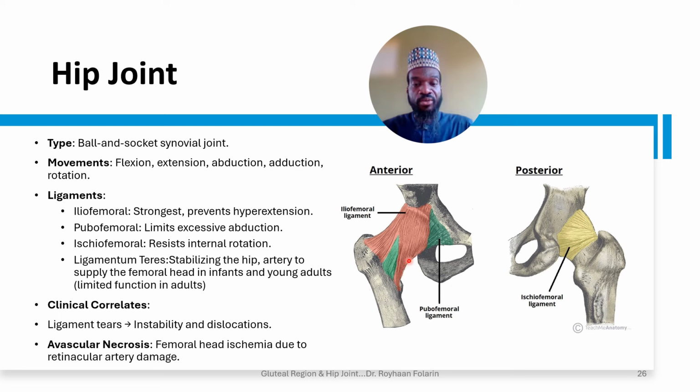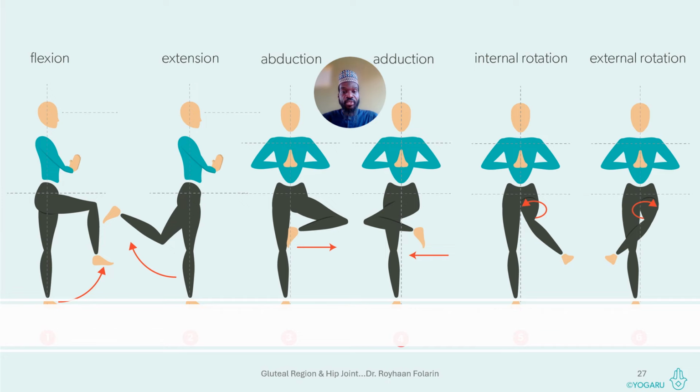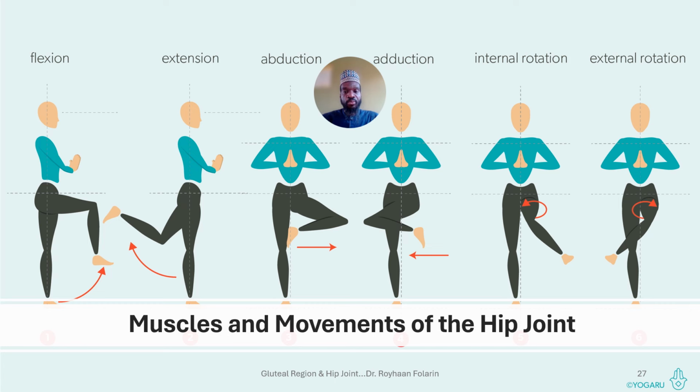Avascular necrosis happens when the femoral head undergoes ischemia, when there is lack of blood supply to the head of the femur due to damage in the retinacular artery. So these are common movements that you find in the hip joint as conferred by the muscles of the hip joint.